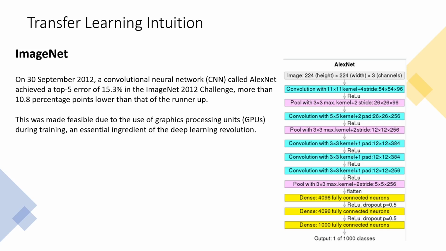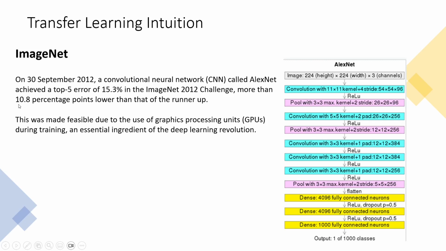This was made feasible due to the use of graphic processing units (GPUs) during training, an essential ingredient of the deep learning revolution. That was possible because they used GPUs for training and they used a lot of data. And that showed that if you have a complex enough network and a lot of data, you can solve a lot of problems.